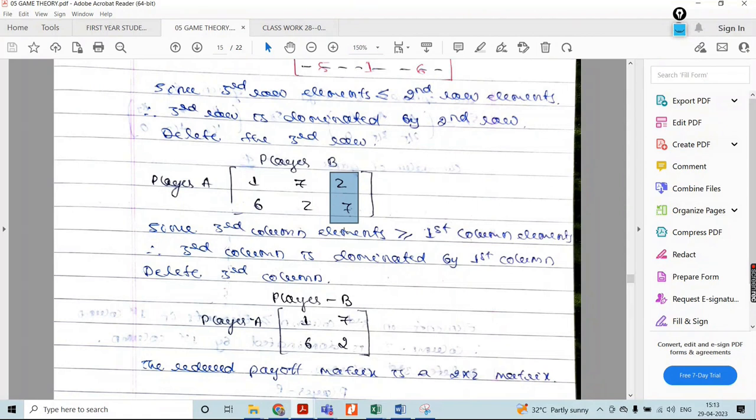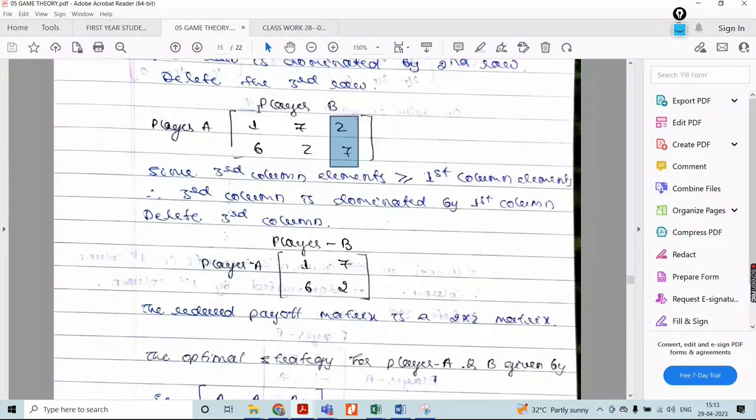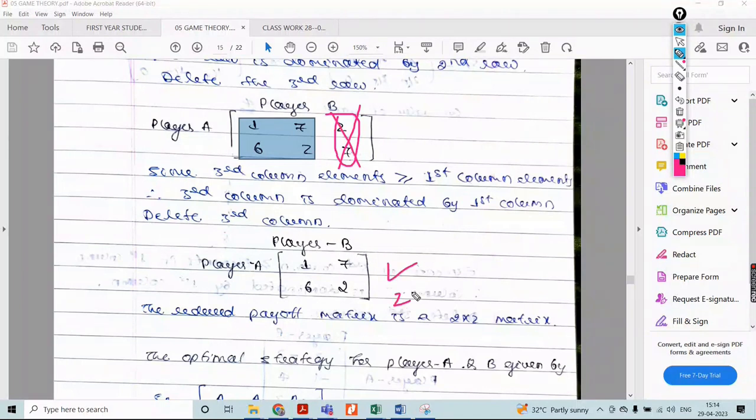Okay, because column maxima, row minima. That you have to remember. Then I will get this particular matrix 1, 6, 7, 2. Then I'm going to delete this. Okay, instead of this.